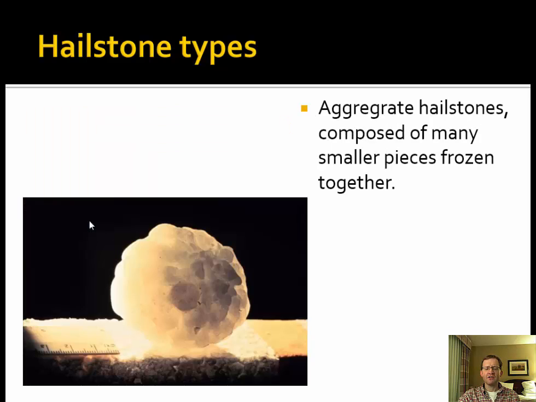Another kind of hailstone that you see occasionally is called an aggregate hailstone. What's happened here is many small hailstones have somehow been joined together, cemented to each other with additional ice. And so it's like you've frozen little balls of ice into one large piece.